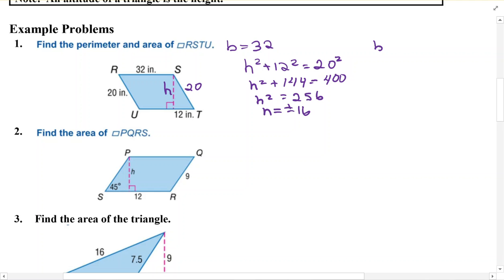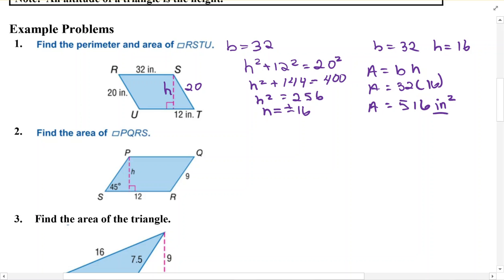So here we have that the base is 32. The height is 16. To figure the area, it would be base times height. So area is 32 times 16. So area equals 512 inches squared. This notation, denoting the units, is really important, and you need to write it as inches squared because area is a square measurement.